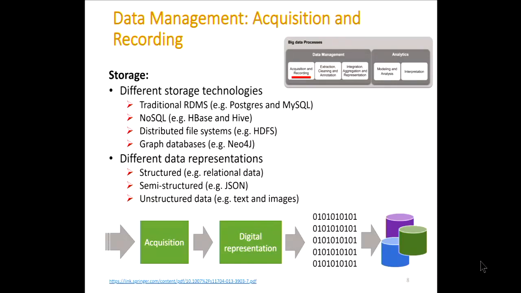So depending on the type of data, how the data is represented, you also need to base that in your selection of the solution. What the data is like, how you're storing the data, what system you can use for that storage.